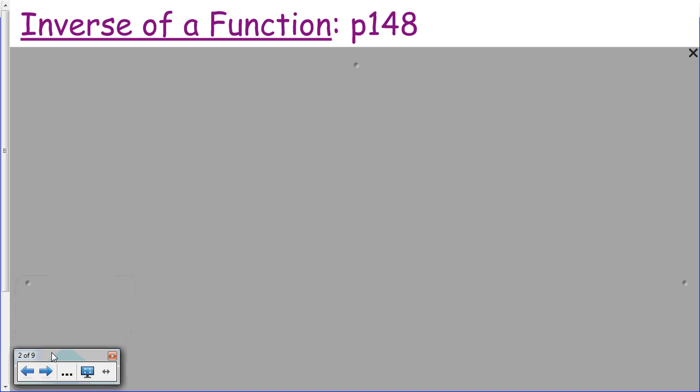So let's start off with a little bit of a review of properties of inverse functions. This is on page 148 in your book. I'm going to quickly go through this. I don't know that you need to make note of what we're covering here, but I just want to refresh your memory about the properties of the inverse of a function.